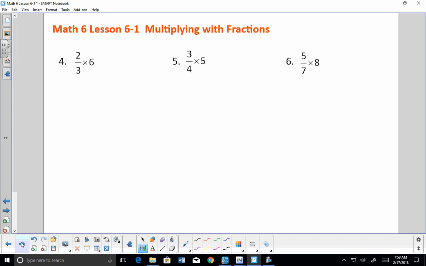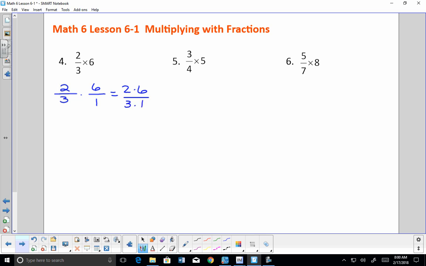Now, let's look at some fractions multiplied by whole numbers. Remember, fractions multiplied by whole numbers, you need to change that whole number to a fraction. So I have 2/3, and I'm going to change my 6 to 6 over 1. The 6 becomes the numerator, and the denominator becomes a 1. Multiply straight across the top, that means 2 times 6. Straight across the bottom means 3 times 1.